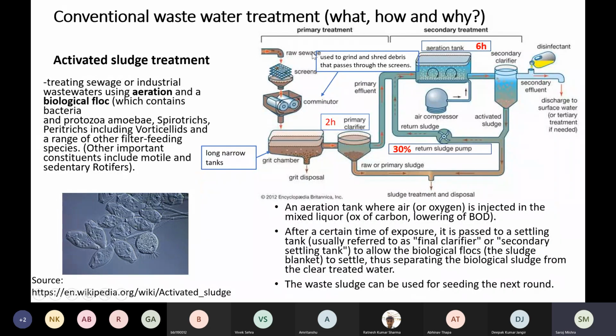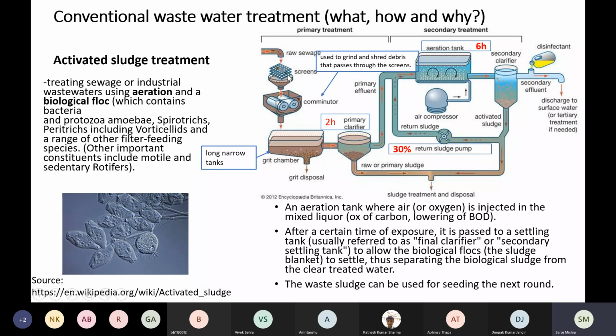So the entire process of wastewater treatment can be divided into two sections. First is called the primary treatment, as shown here. The second part is called the secondary treatment. What are the steps in the primary treatment? You see here the raw sewage is coming.